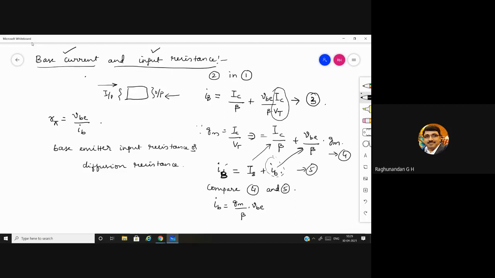After this, we are having emitter current and input resistance and voltage gain. So two more derivations that we can do in the next class.